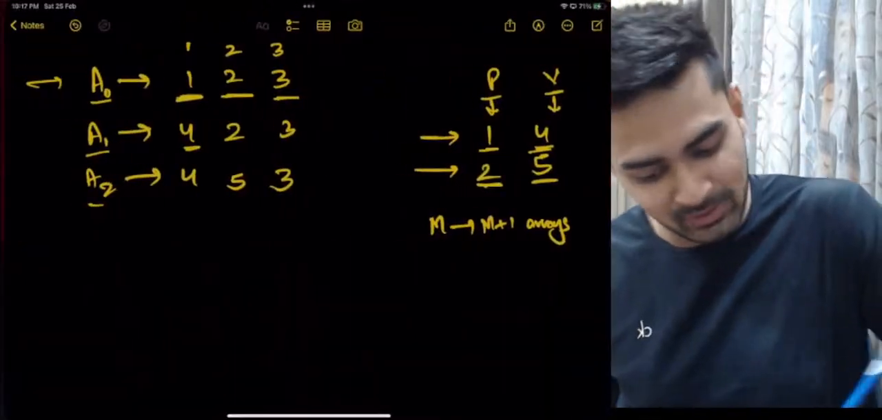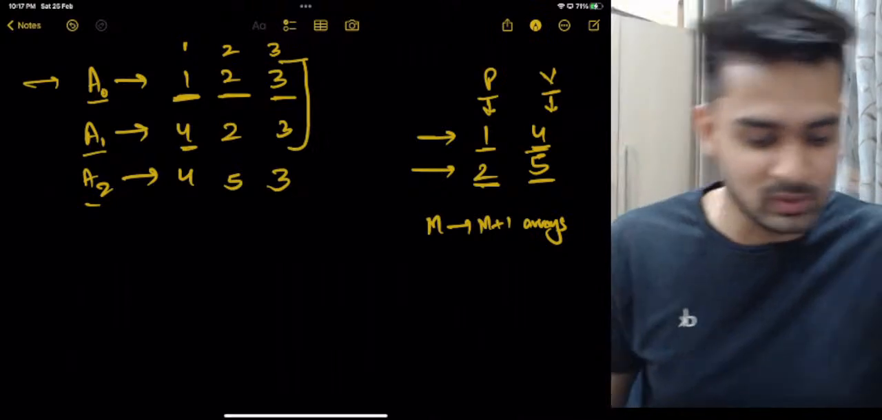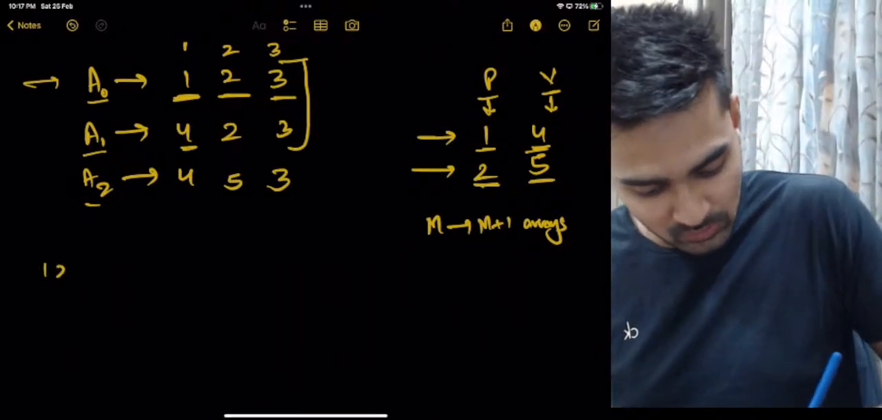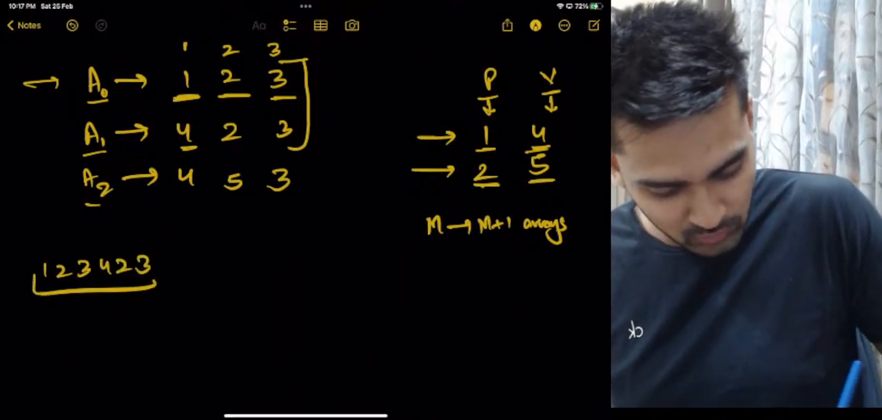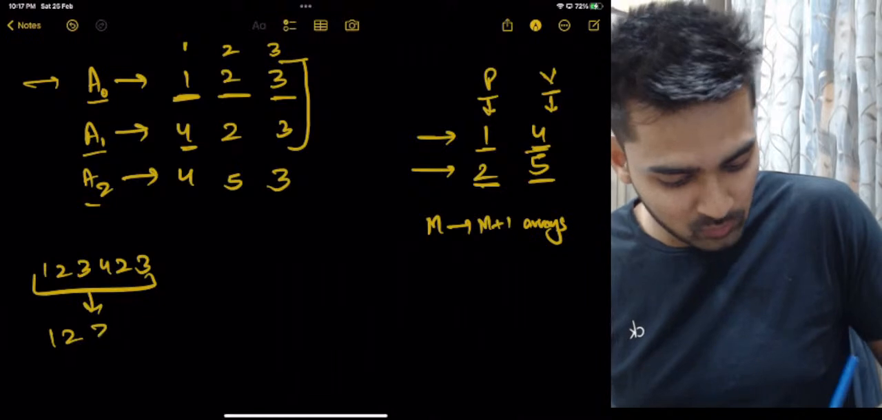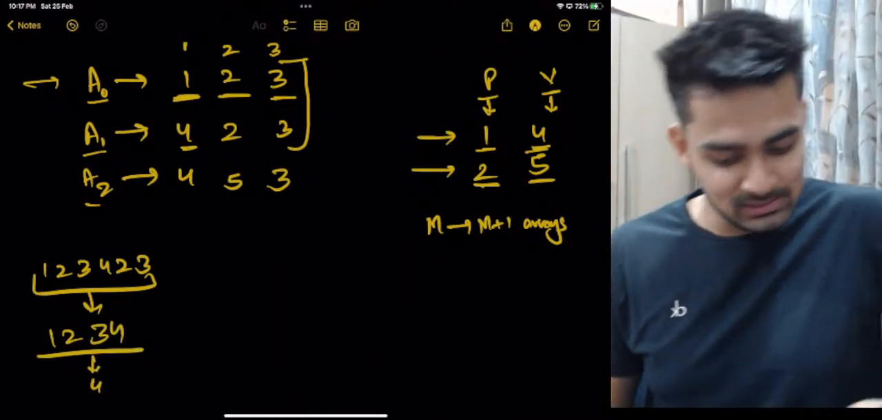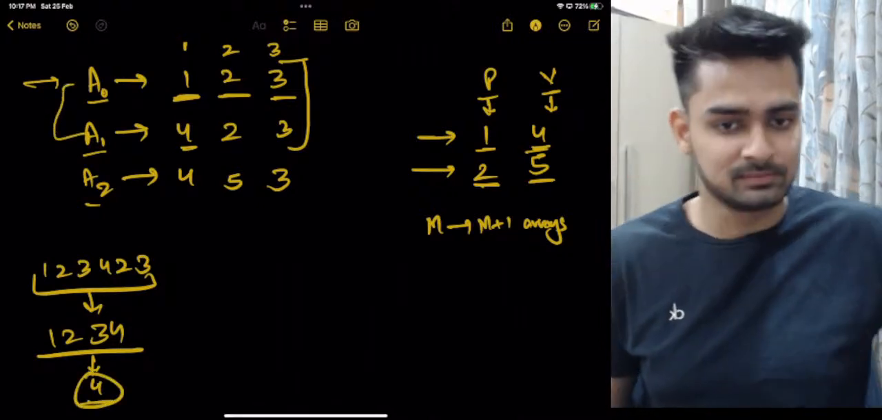Basically, they are saying if you take any pair of two arrays, if I take these two arrays, what are all the values I have? I have 1, 2, 3. Then I have 4, 2, 3. What are the distinct values in this? I have 1, 2, 3, and 4. So there are 4 distinct values actually. That means the value of this pair is 4.